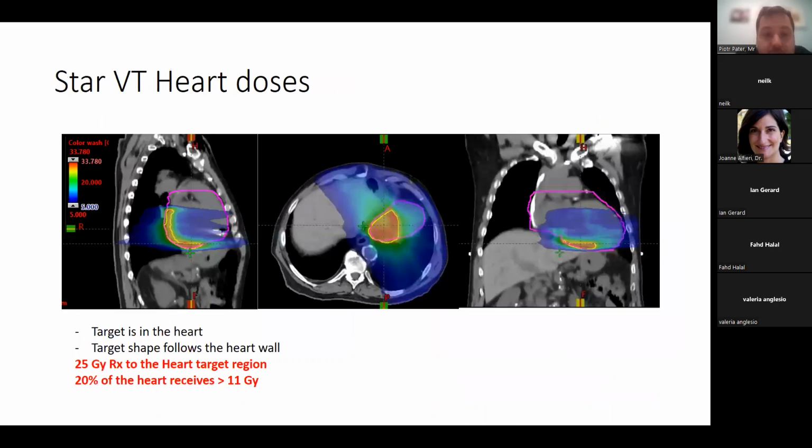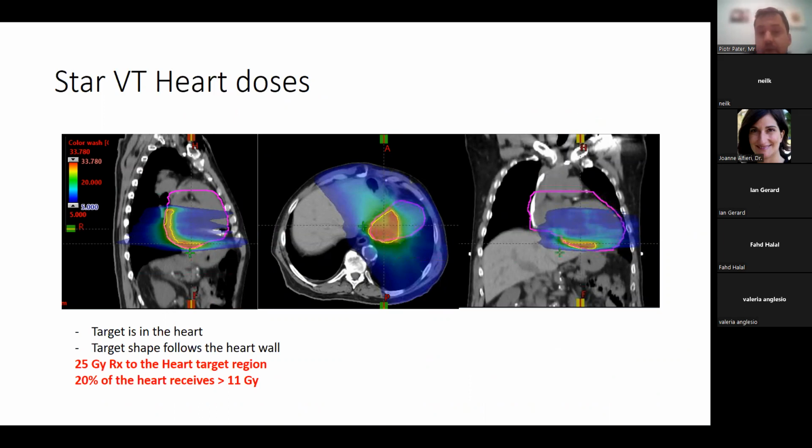And as already shown by Dr. Kopek, the doses that we actually deliver in the heart are quite large. So in this case, we give about 11 gray to about 20% of the heart in heart SBRT treatment. There's just no way around it with the technique and the technology available.